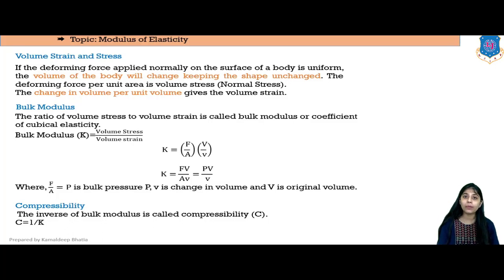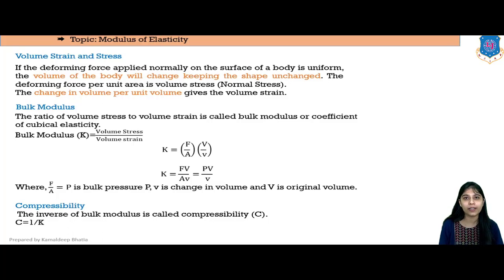So it can also be expressed as P into V upon small v, where small v is the change in volume. So the unit of bulk modulus is also Newton per meter square, which is the same as volume stress, as there is no unit of strain. Also, the inverse of bulk modulus is known as compressibility, which is denoted by C, which is nothing but the inverse of bulk modulus, 1 by K. So sometimes bulk modulus is also known as incompressibility.